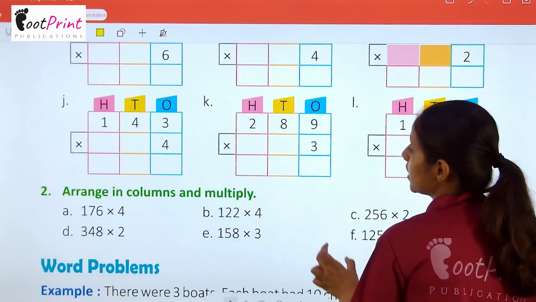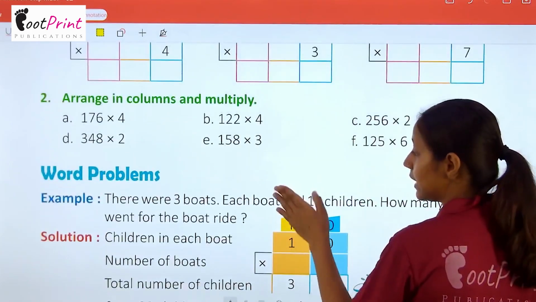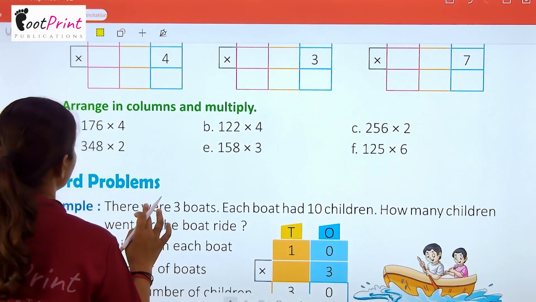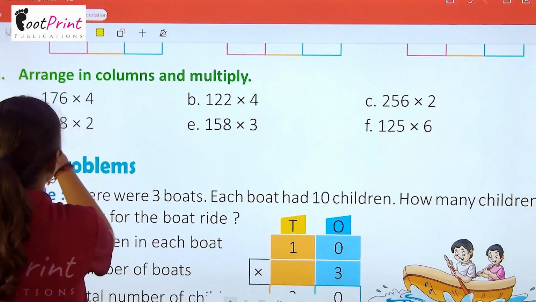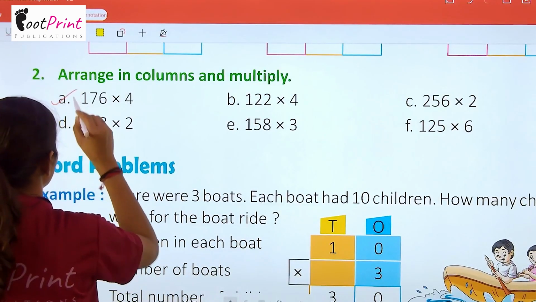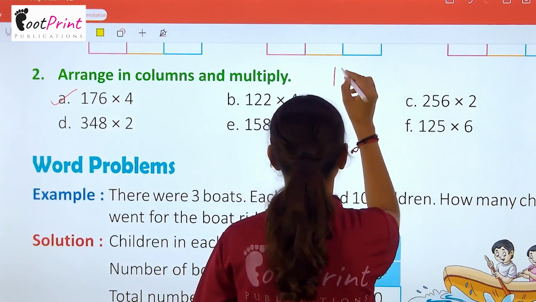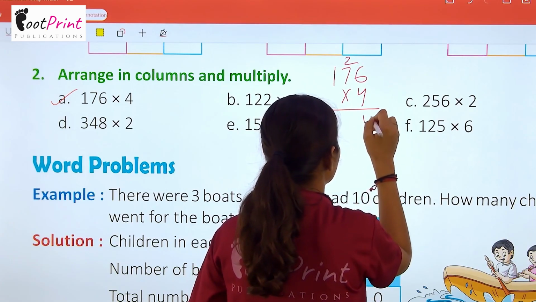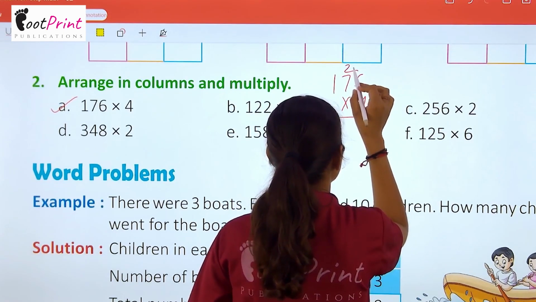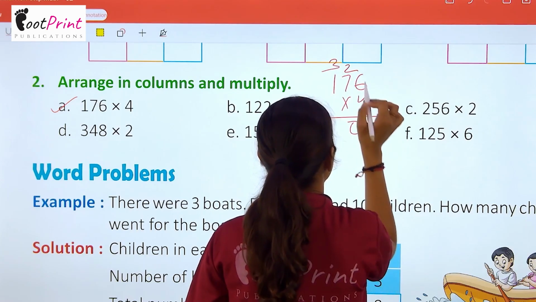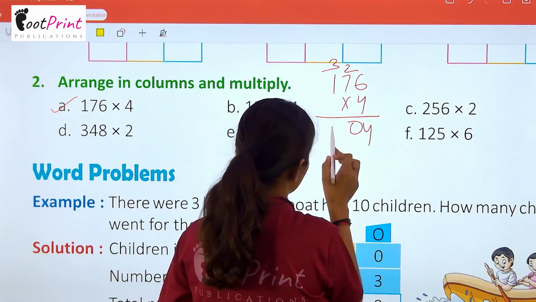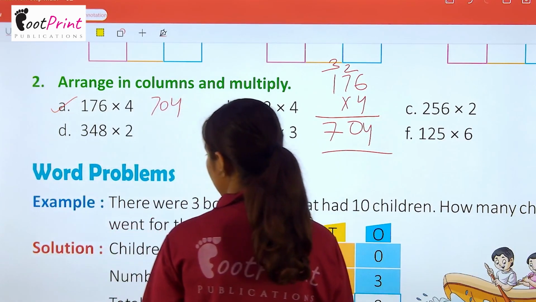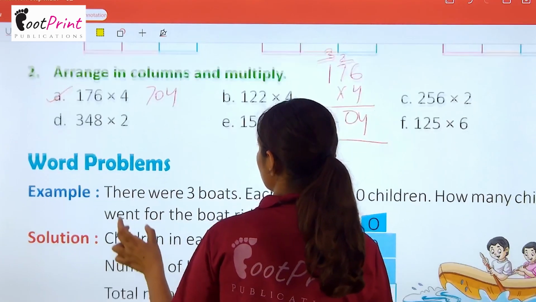Okay. Now we have arrange in columns and multiply. Here is what you have to do. Firstly, make a column yourself. Then write the answer. So first is 176 into 4. Make a column as I am making. 176 multiplied by 4. 6 4s are 24. 7 4s are 28, 29 and 30. And 1 4 is 4 plus 3, that is 7. 704. So the answer is 704. Okay. Now the rest of the part of question number 2, you have to do yourself.